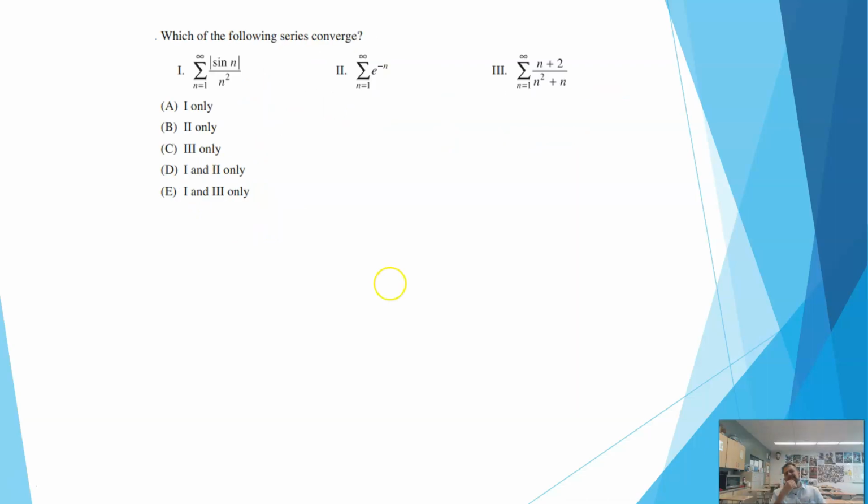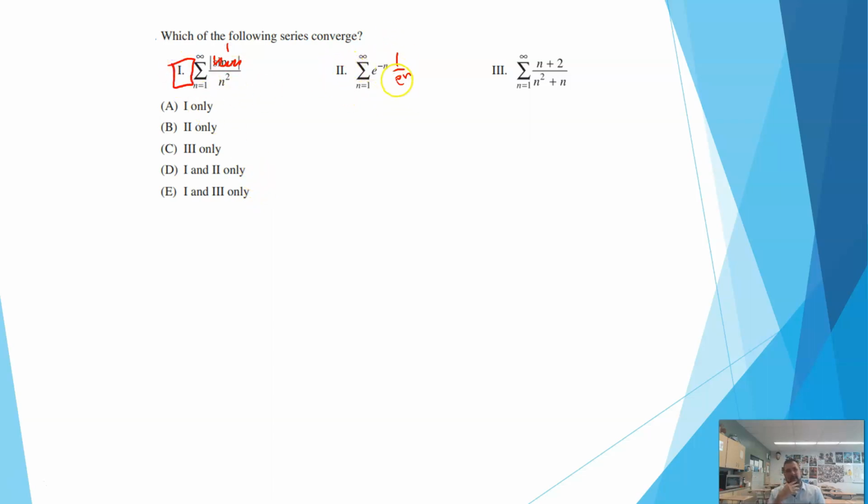Which of these series converge? Well, I look at the first one. Anytime we see sine, we know that that value is going to go between 1 and negative 1. So at most, that's going to be 1. 1 over n squared, that's a p series. I know that that one is convergent.